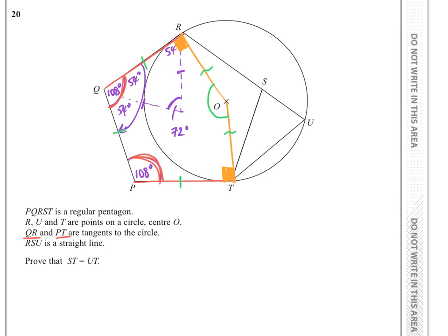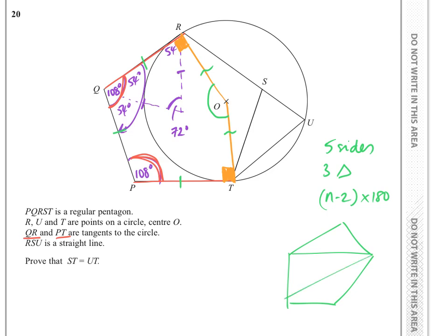A pentagon, it's not a regular one, but the angles inside the pentagon must add up to the same, and the angles inside a pentagon, well, if it has 5 sides, then it's 3 triangles worth. You can use the formula n minus 2 times 180, or you can just take a 5-sided shape, and then you can just split it up into 3 triangles. There you go, 3 of them.